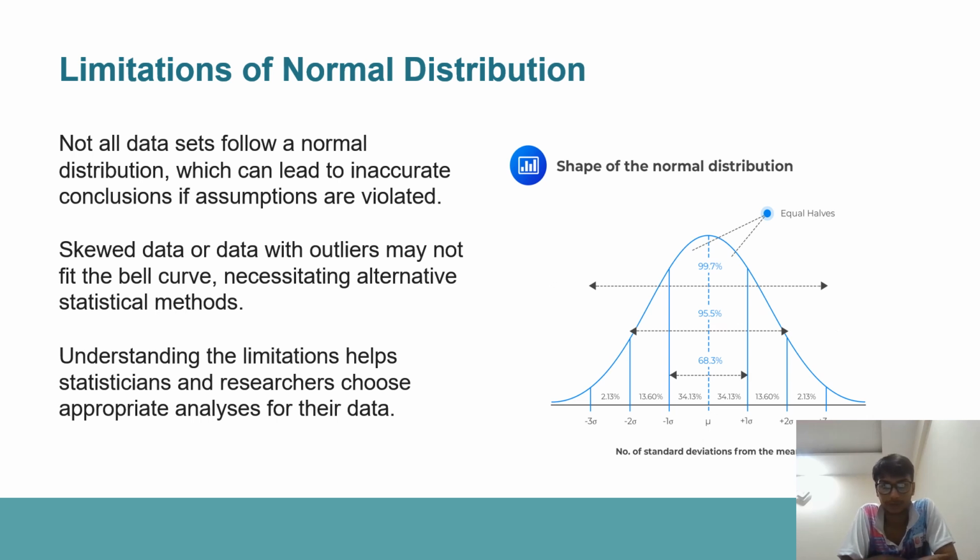Limitation of normal distribution. Not all datasets follow a normal distribution, which can lead to inaccurate conclusions if assumptions are violated. Skewed data or data with outliers may not fit well, necessitating alternative statistical methods. Understanding the limitations helps statisticians and researchers use appropriate analysis for their data. We can see the number of deviations of the mean curve in the following example of a normal distribution shape, where each side has an equal half.